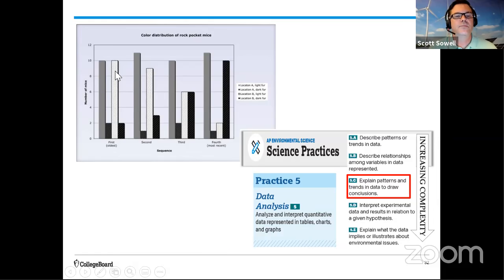But if we look at location B, we see the number of light furs decreasing and the number of dark furs increasing. So that is just another visual, quantifiable representation of the same story.